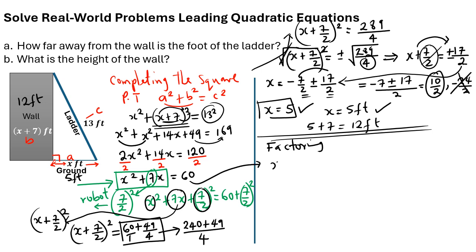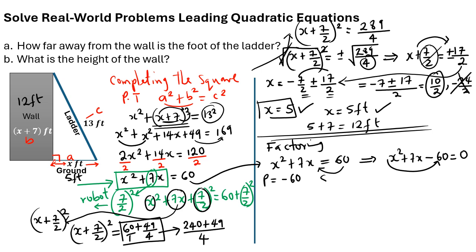But then we have x² + 7x is equal to 60. To use the factoring method, we have to subtract 60 from both sides, and that leads us to x² + 7x − 60 is equal to 0. From here now we're going to look at multiplying 1 times negative 60. That means the product will be negative 60, and the sum here will be positive 7.